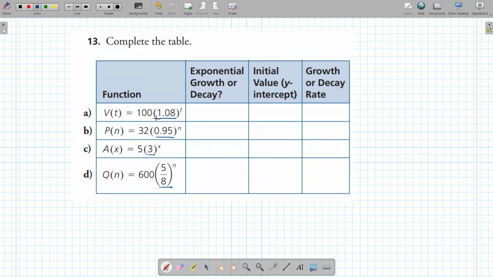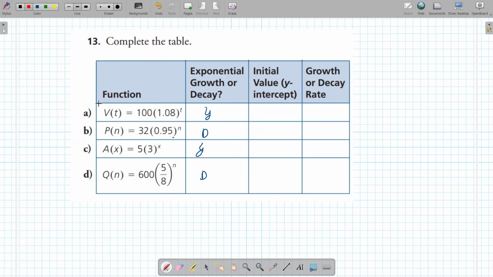Look at this base. A is growth. B is going to be decay. C is going to be growth. What about D? It's decay. For the next column, it says, what's the initial value, the y-intercept?